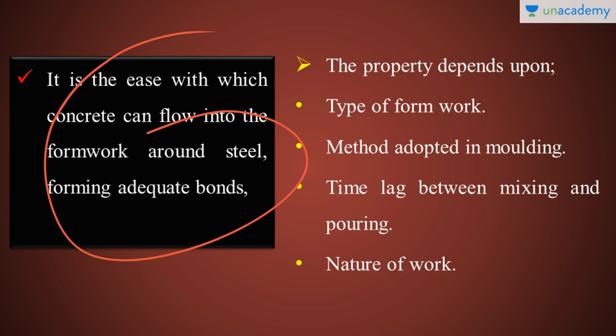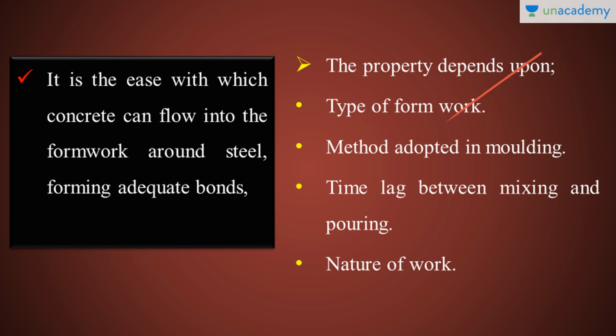Now again, this property depends upon, first and foremost, the type of formwork, the quality of the formwork, and also the quality of installation of the formwork. There should not be any gaps in the formwork, and the formwork should be properly cleaned inside. All these factors can affect the mobility of the concrete. Next one is the method adopted in molding. Molding can be done manually or by using mixers, that means by pumping. These things also affect the mobility of the concrete.